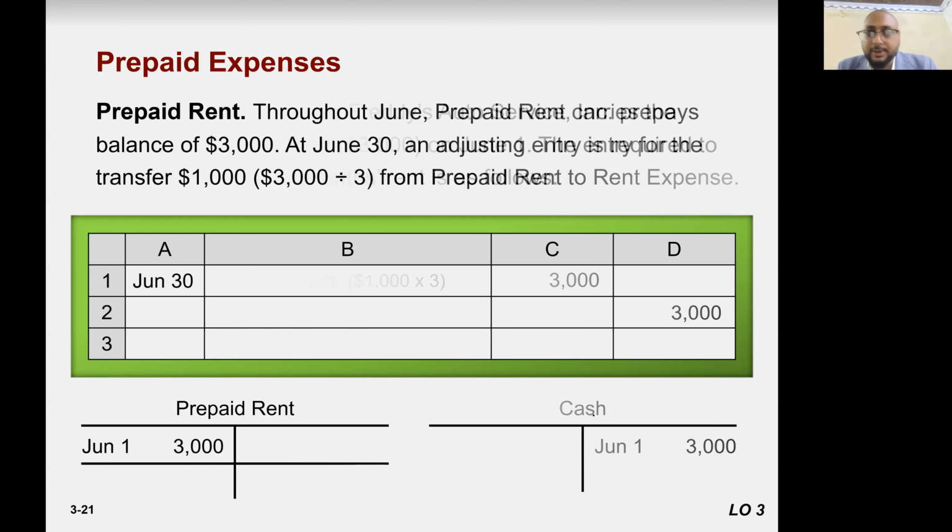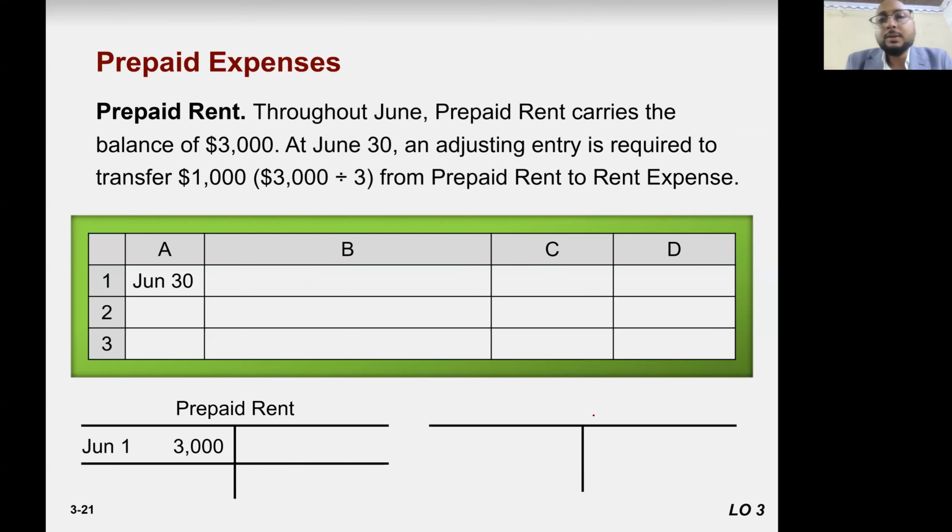This is the entry. Now the adjusting entry here. Throughout June, prepaid rent carries the balance of 3,000. On the balance sheet, it is written as prepaid rent, 3,000.